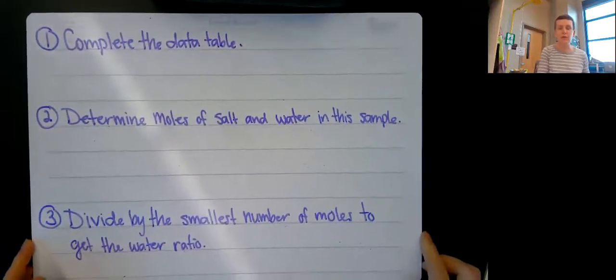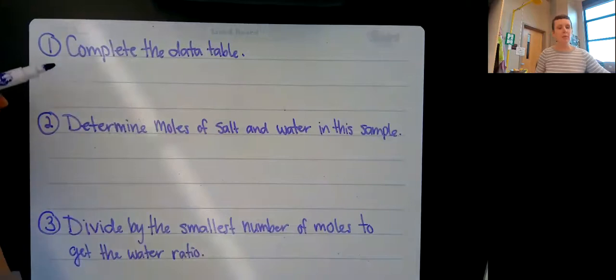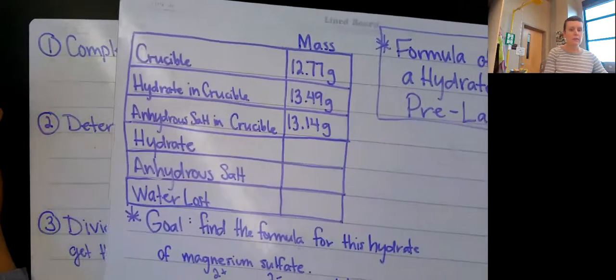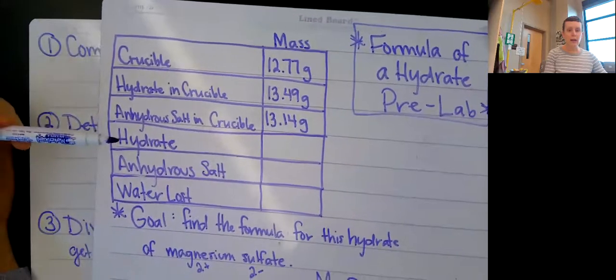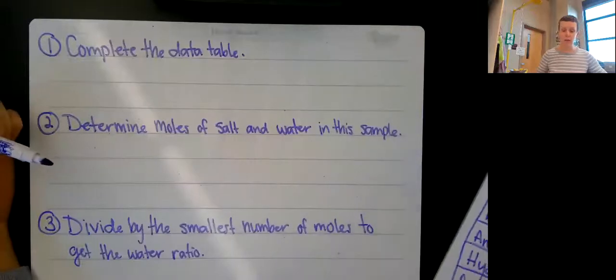Here are our first 3 steps. You don't necessarily need to write out what I've written here, but you do need to show your work. So if I show work, you need to show work. Number 1 says complete the data table. Over here, we need to find the mass of the hydrate, the mass of the anhydrous salt, and the mass of the water lost.